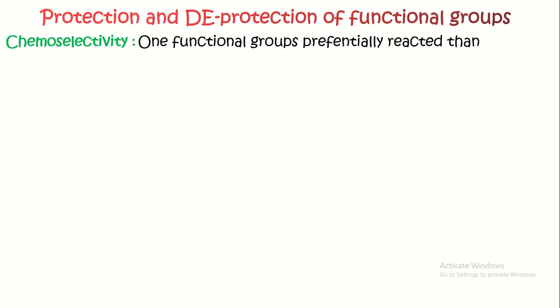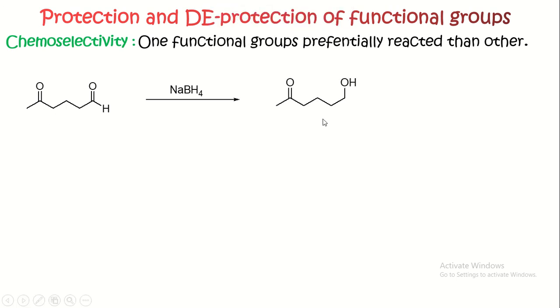It can be explained with the following example. In this reactant, there are two types of functional group. One is a ketonic carbonyl group, the other is an aldehyde carbonyl group. When it reacts with NaBH4, which is a mild reducing agent, it only reduces the aldehyde carbonyl group, not the ketonic carbonyl group, to give such a product. But I want the reduction of the ketonic carbonyl group to give this product.